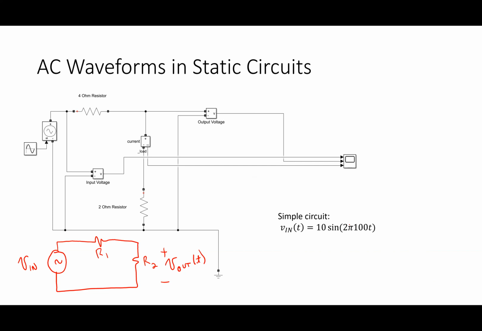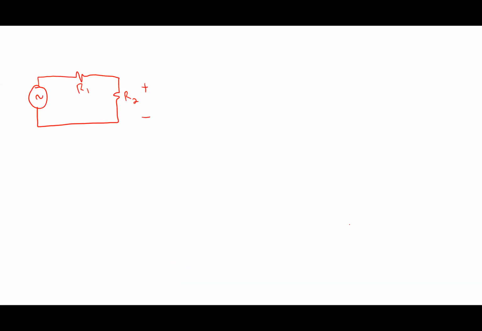If I gave you that circuit, this is V in and this is V out. Let's say I didn't tell you that was an AC source, just that V in was a voltage source. How would you solve this problem? Voltage divider, right? So V out is equal to what times V in? V out equals V in times R2 over R1 plus R2.